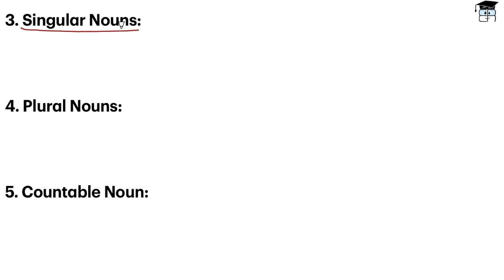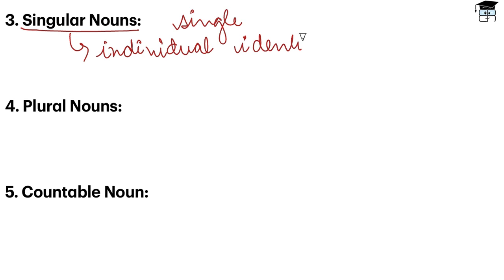Now, what are singular nouns? These nouns refer to names of a single person, place, object or idea. This implies that these nouns only refer to individual identities. Right? I hope that's clear. Now, whether that identity be a name of a place or a person or a thing, that identity has to be individually present. Let us take an example of this.